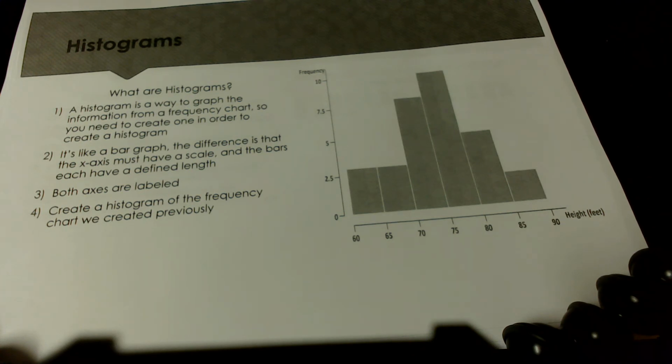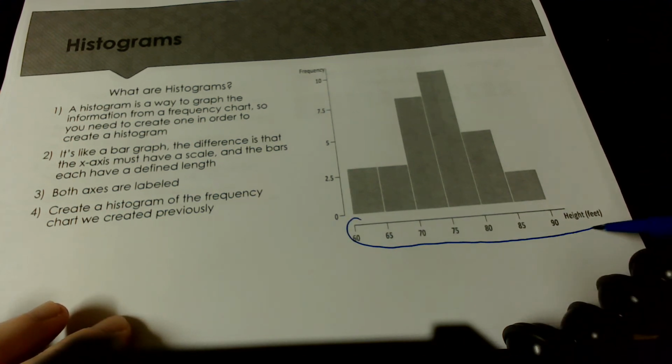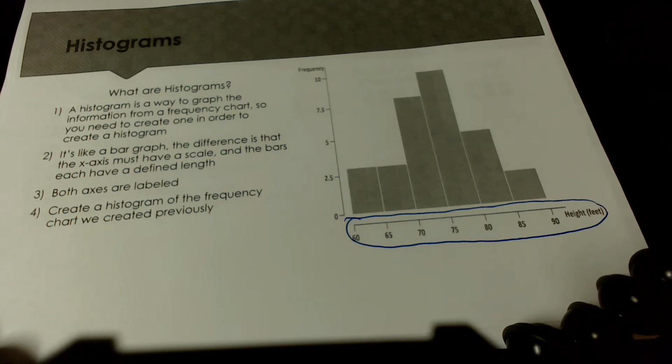If you watched my last video, this does look like a bar graph. The biggest difference is this. On the bar graph, it didn't have a scale on the x-axis. It just had it on the y-axis. You need the scale because you need to make the bars the same length in this case, which will come directly from the groups that you create, and you'll see that in a second. Both axes are still labeled, and we're going to create a histogram on the information that we previously had.